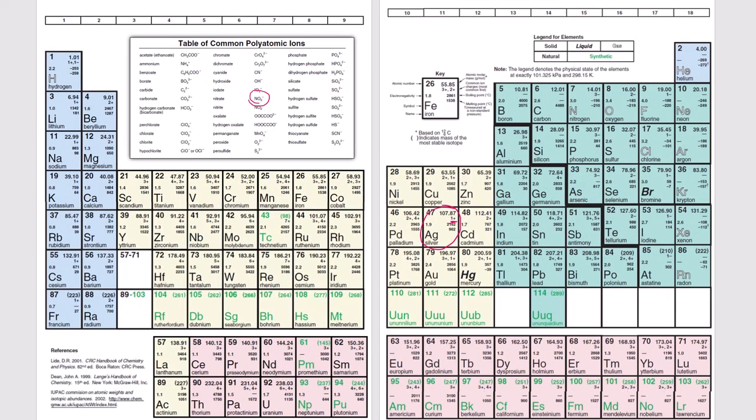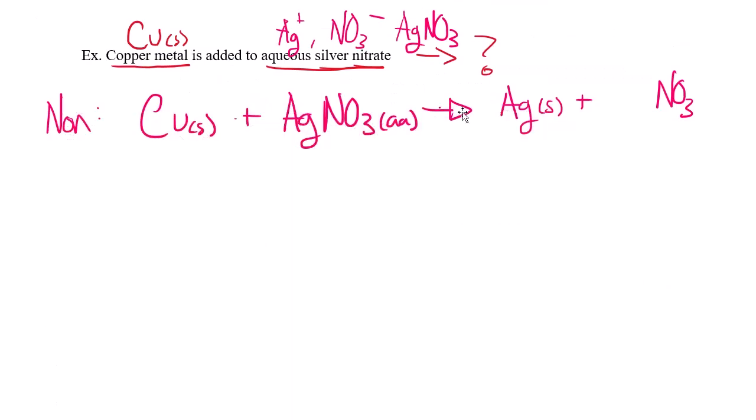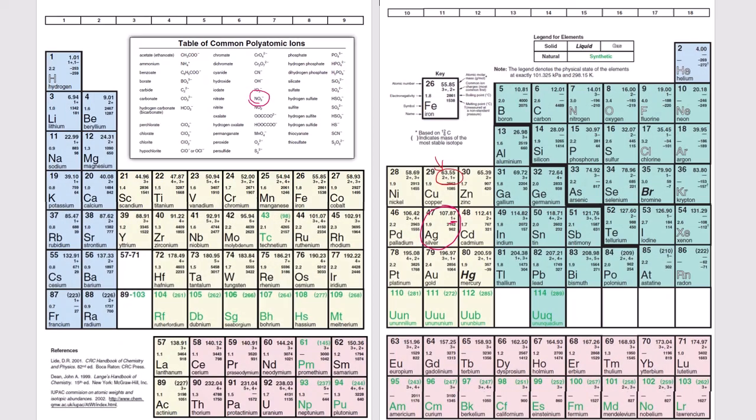And let's find copper. So copper can exist as a 2+ or a 1+ charge. Now, which one do I use? Well, remember, if you don't know, in this case we don't know, then we choose the most common, which is the one that's listed first. So copper will form the 2+ ion because that's the most common. Nitrate still has a 1- charge.